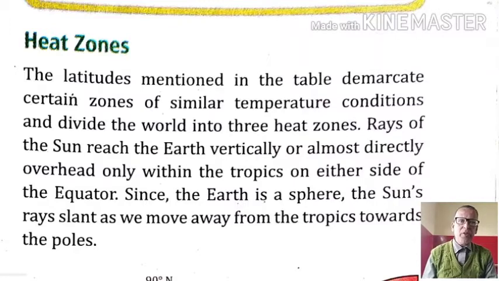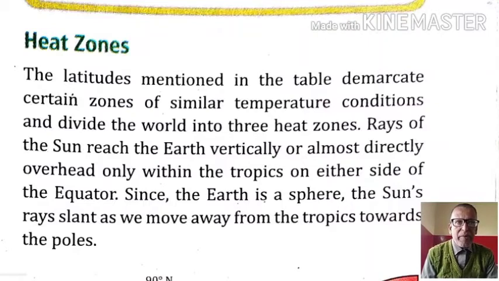So in the earlier video, we have seen the meaning of latitudes, the features of latitudes, as well as some important latitudes or parallels of latitudes, like that of equator, Tropic of Cancer, Tropic of Capricorn, Arctic Circle, Antarctic Circle, North Pole, South Pole, like that. So today we will deal with heat zones. I am reading the content of the book.